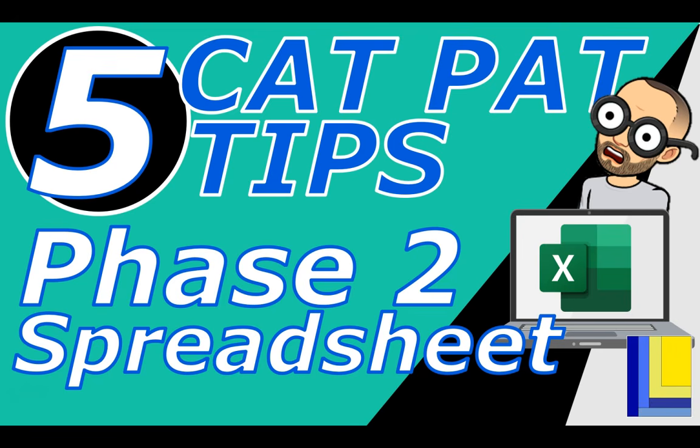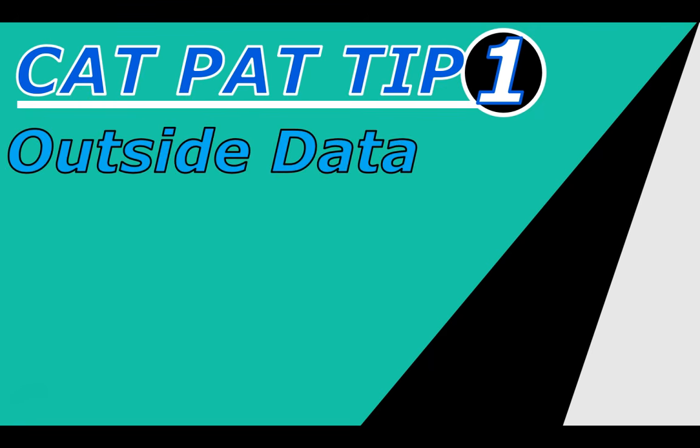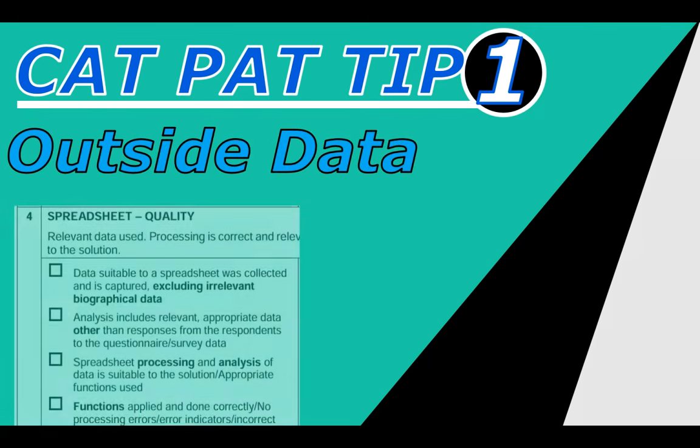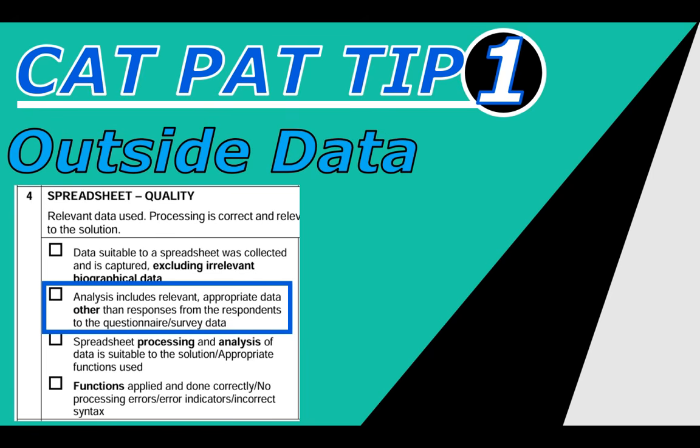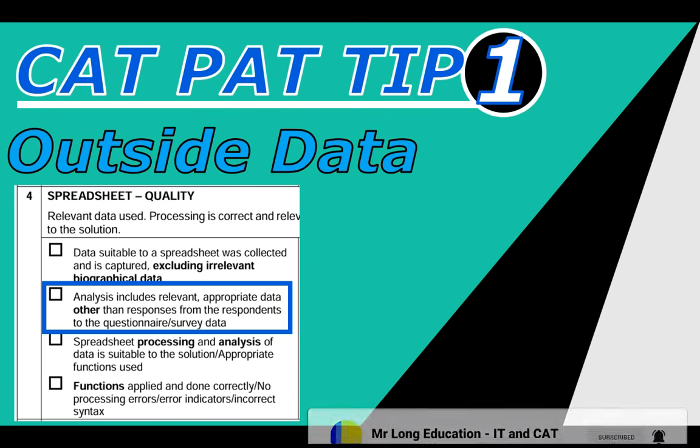CAT students, if you are busy with your CAT-PAT, here are 5 CAT-PAT tips that can help you with your phase 2 spreadsheet. So let's start off with CAT-PAT tip number 1, and that is you need to get outside data. If you look at the rubric, there's this little part over here that says you need information other than your questionnaire. So you can't just have a spreadsheet of data from your questionnaire, you need to find other information.